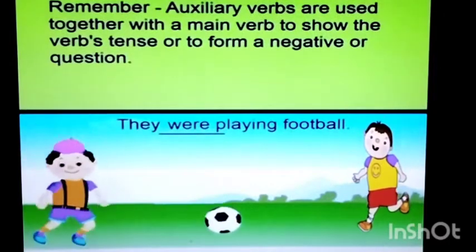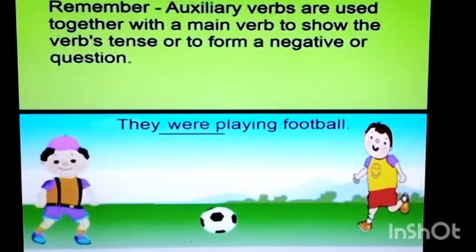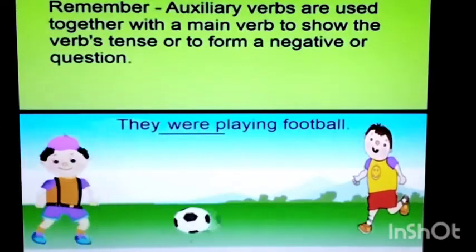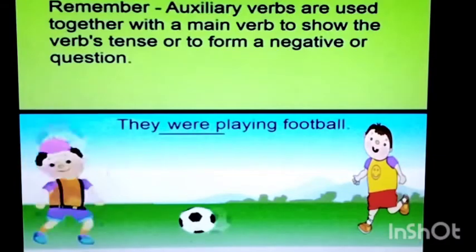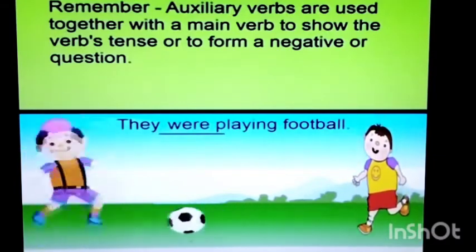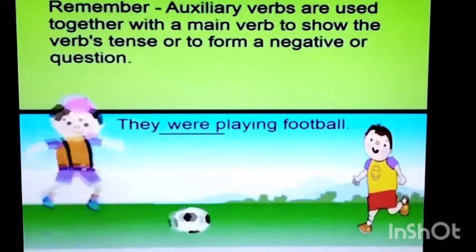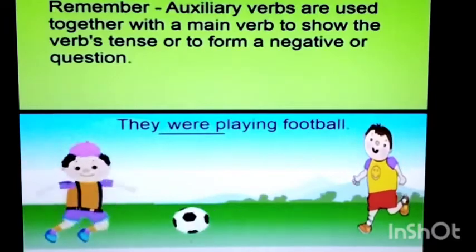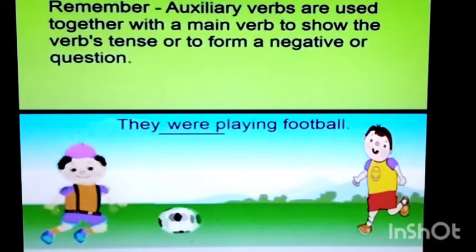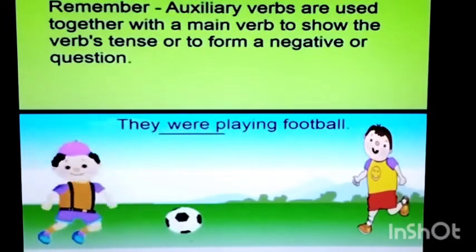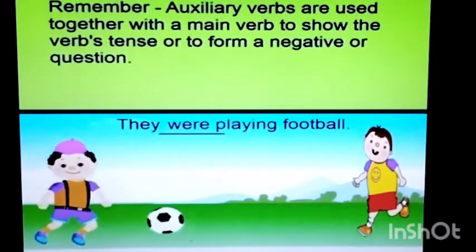Now, let's take another example. They were playing football. Here, playing is the action being done. So, playing is the main verb. Were is the helping verb and tells us that the action is being done in the past. Auxiliary verbs can also tell us that the sentence is negative or it is a question.